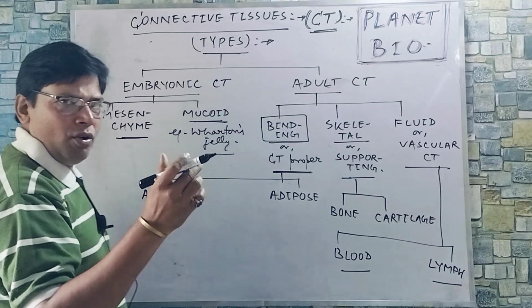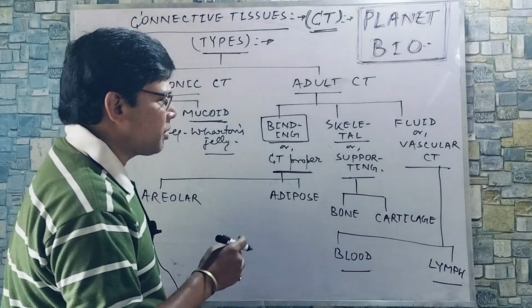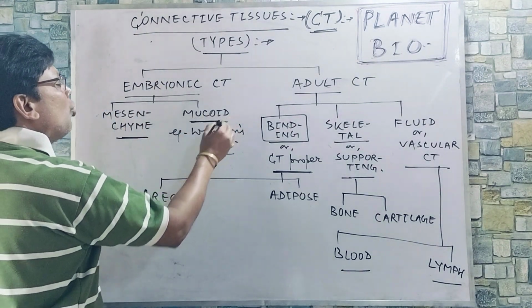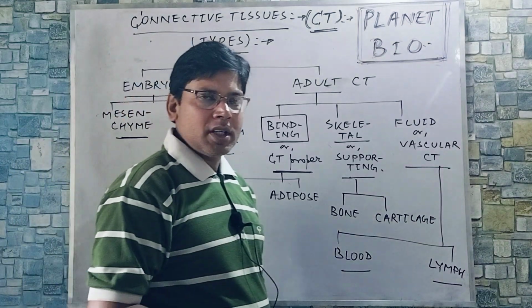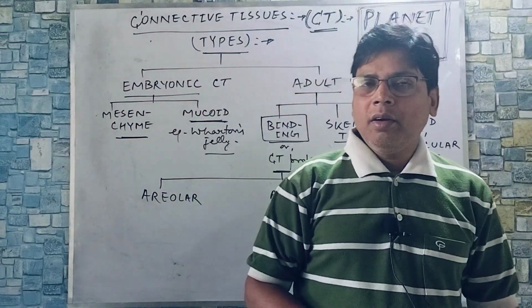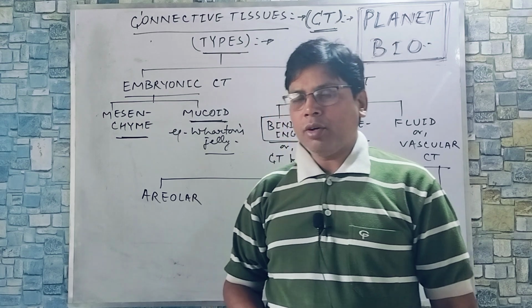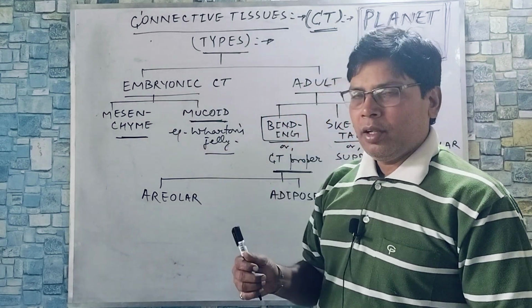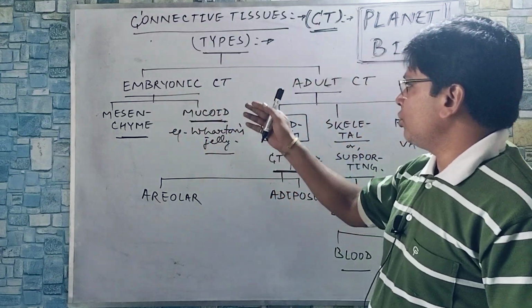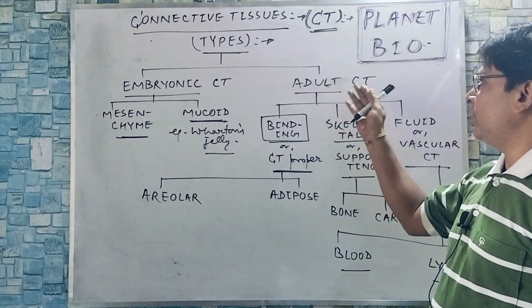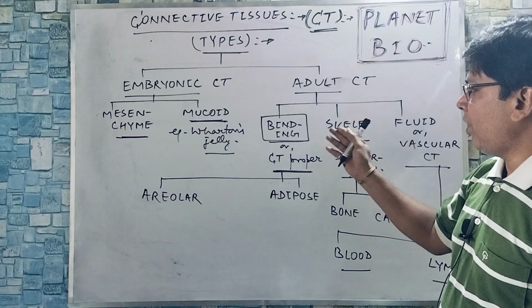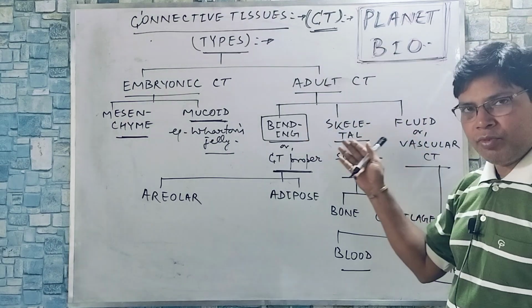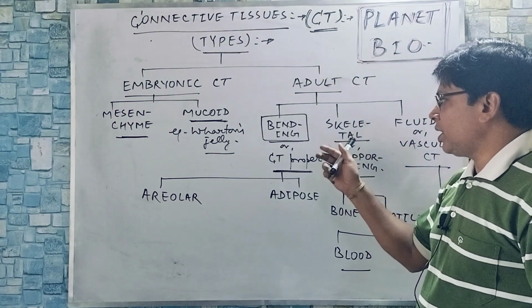Mesenchyme is homogeneous with a homogeneous matrix, and this one is mucoid, otherwise called Wharton's jelly. It is found in the umbilical cord, cock's comb, and vitreous humor of the eye. So it is jelly-like. This embryonic connective tissue gives rise to the formation of adult connective tissue, and we can find three major types that we have to study at this moment.